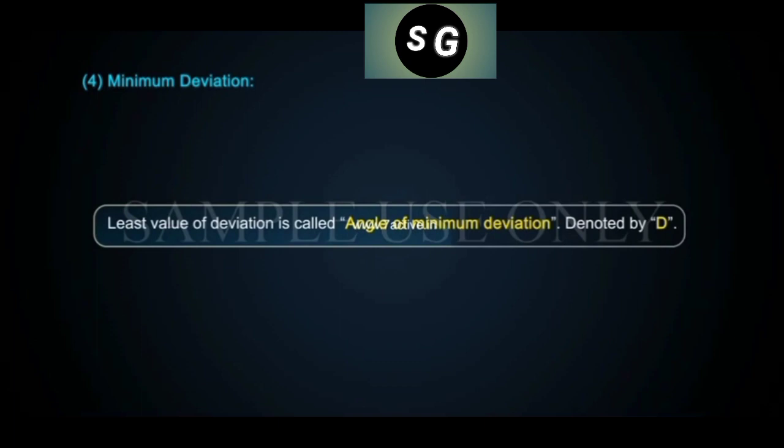Minimum deviation. The least value of deviation is called the angle of minimum deviation, denoted by D.